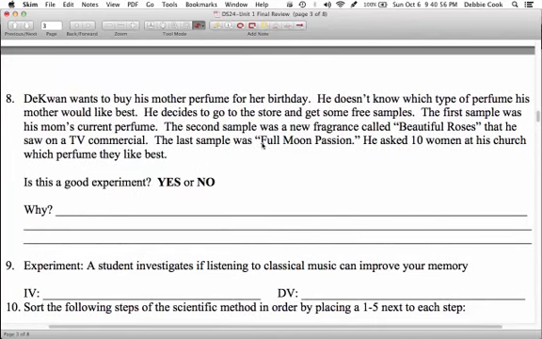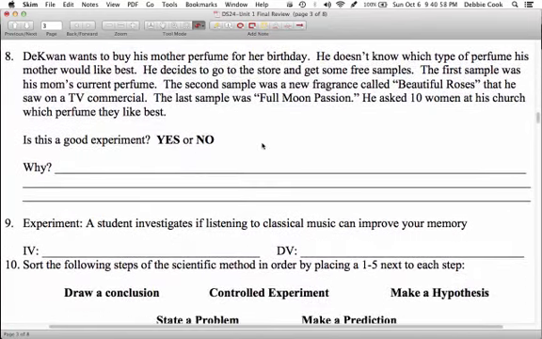For number 8, you're going to have a number of different questions that look like this on your actual assessment. You'll have to read an entire experiment and assess whether or not the experiment is any good. So let's go ahead and read through. It says, Daquan wants to buy his mother perfume for her birthday. He doesn't know which type of perfume his mother would like best. He decides to go to the store and get some free samples.